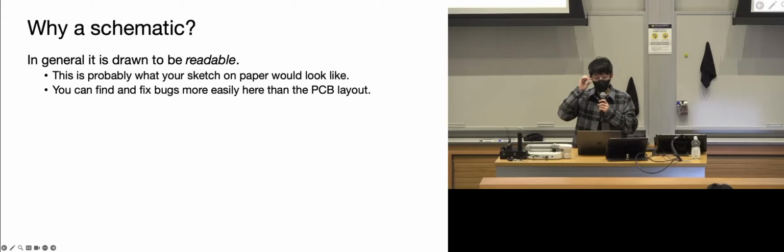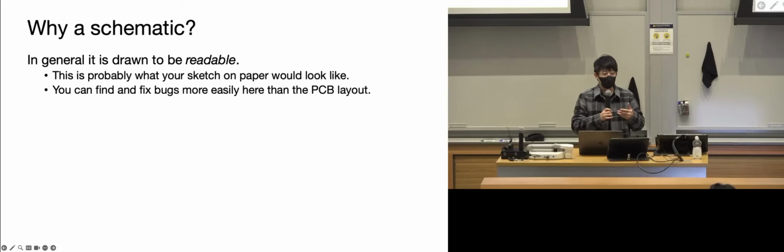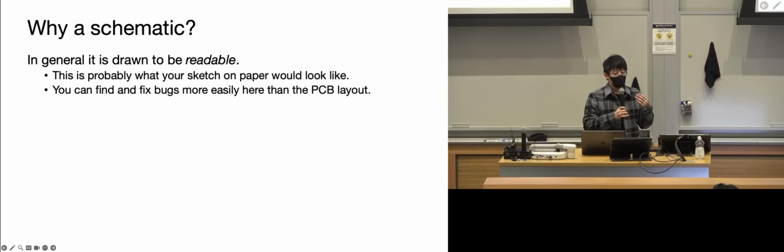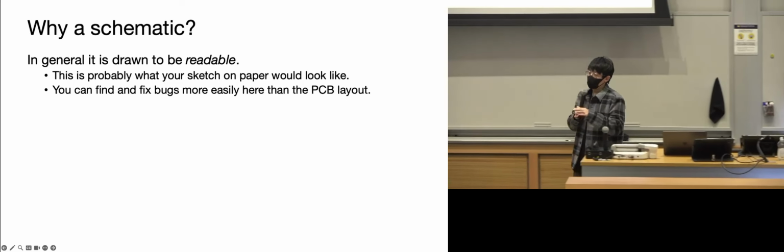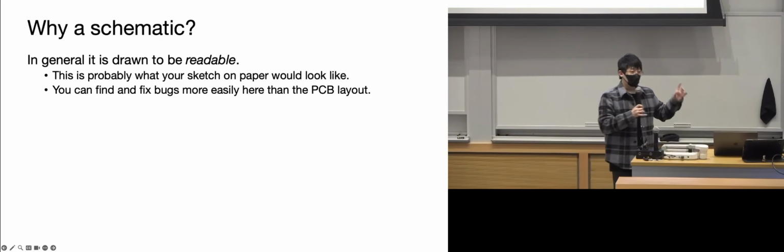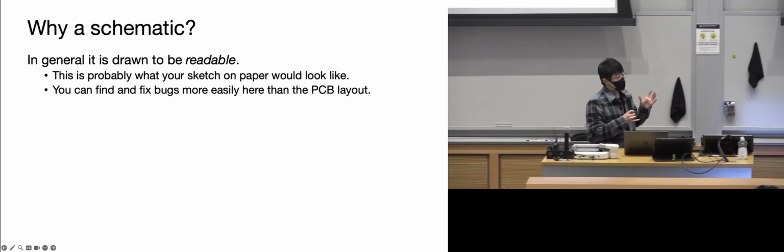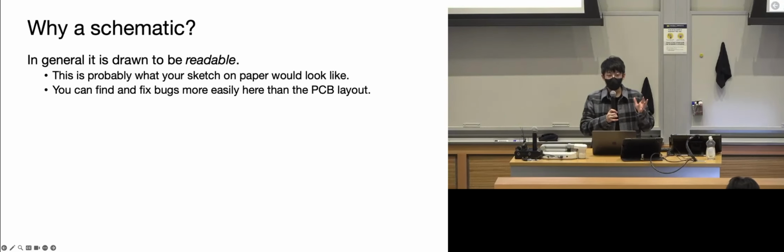And generally speaking, the schematic will be much easier to fix bugs or electronic connections than a PCB layout. Because on the PCB layout, you already have the component physical locations set on a constrained space. But on the schematic, you don't have physical constraints, you don't have constraints of how big your canvas is, essentially.